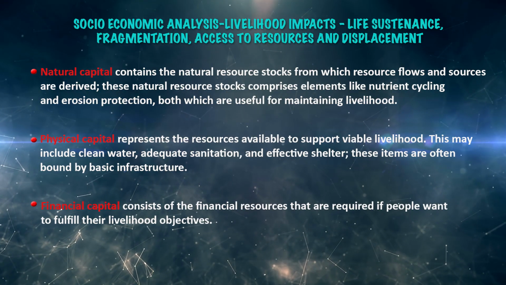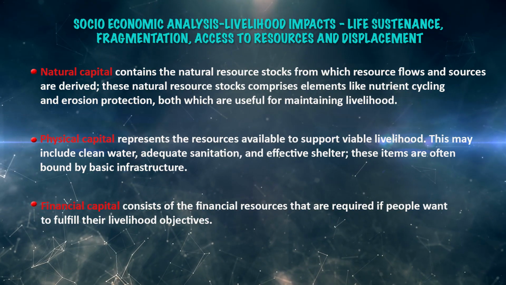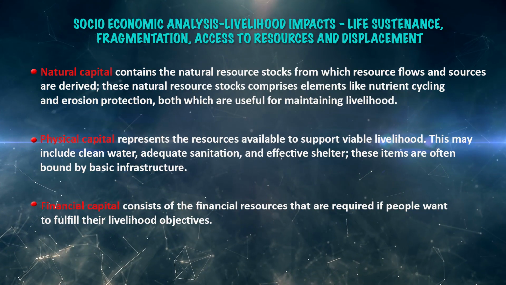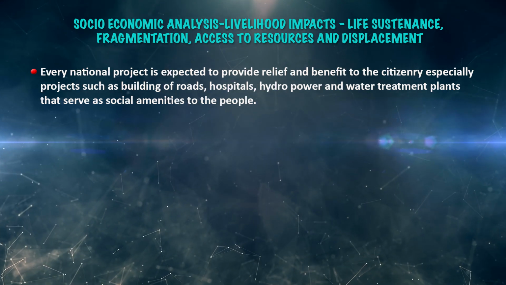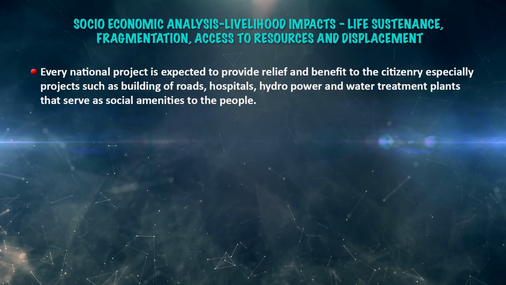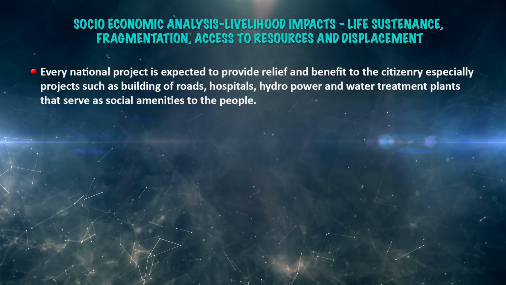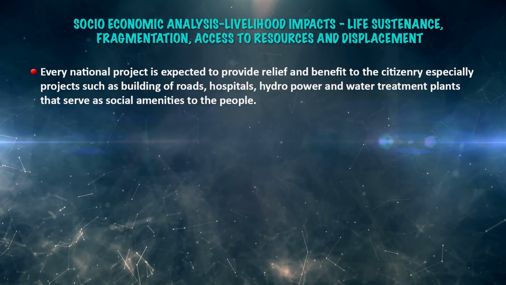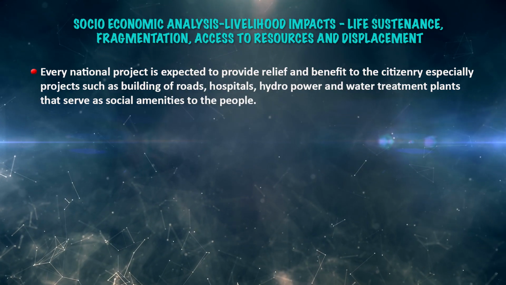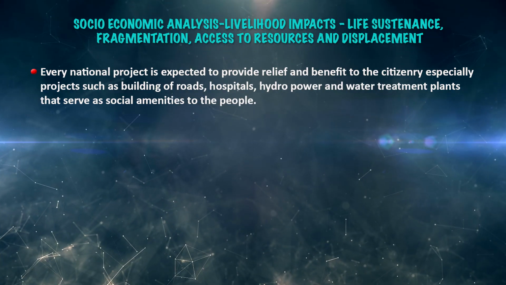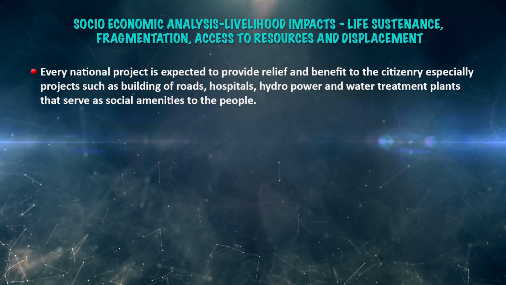And next comes the financial capital. We all know that it consists of financial resources which are required if people want to fulfill their livelihood objectives. And every national project is expected to provide relief and benefit to the citizens, especially projects like building of roads, hospitals, hydropower and water treatment plants that serve as social amenities to the people.